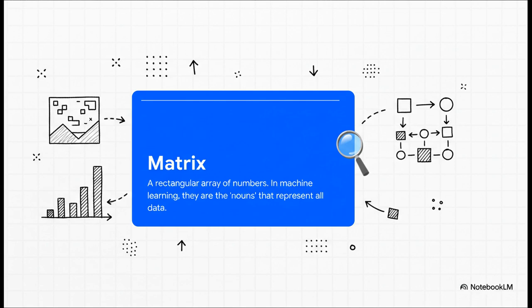So this grid has a formal name, a matrix. It's really just a neat rectangular block of numbers. And in the world of machine learning, matrices are, well, they're everything. They are the fundamental containers that hold our data. An image is a matrix, your movie ratings on Netflix can be a matrix, even the words in this sentence can be turned into one. They are truly the nouns of AI's language.